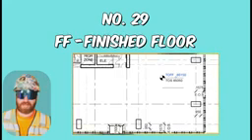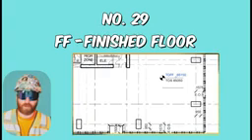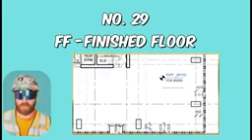FF, finished floor. I talked about AFF earlier, which is above finished floor. FF is just your finished floor, which is another baseline referenceable elevation.